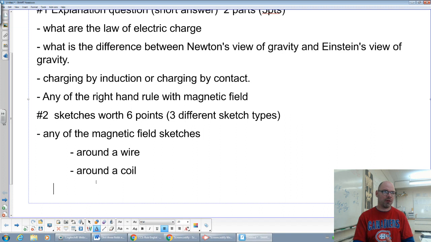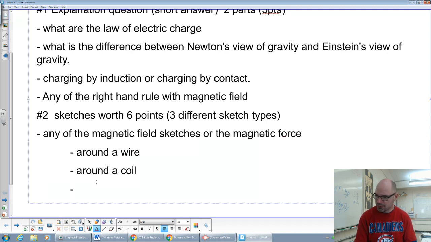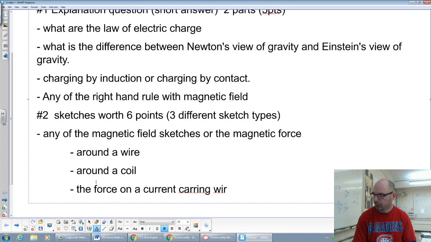The other one is where we do the right-hand rule with magnetic force. So I'll put in any of the magnetic field sketches or the magnet, or the magnetic force sketch. Not all of them are going to be magnetic fields, but it's going to be a couple of those maybe. We'll see, depending on which exam you get.